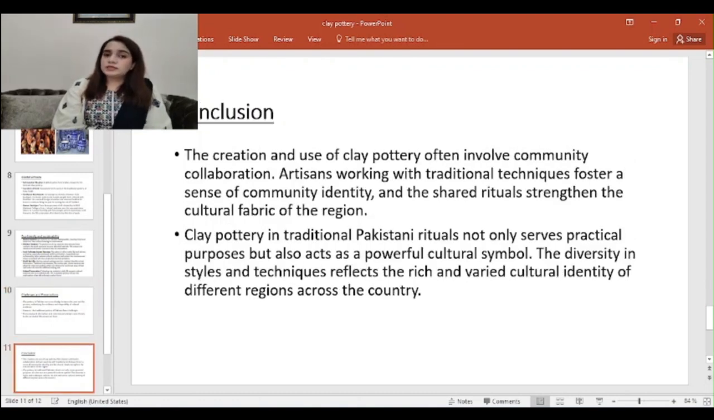To conclude, I will say the creation and use of clay pottery often involve community collaboration. Artisans working with traditional techniques foster a sense of community identity, and the shared rituals strengthen the cultural fabric of the region. Clay pottery in traditional Pakistani rituals not only serves practical purposes but also acts as a powerful cultural symbol. The diversity in styles and techniques reflects the rich and varied cultural identity of different regions across the country.